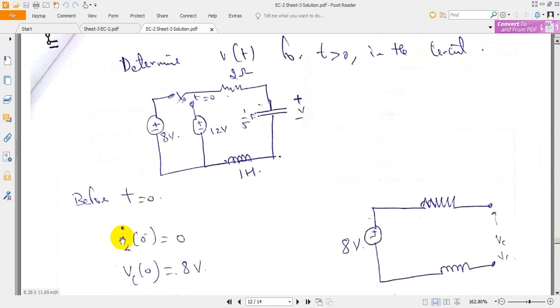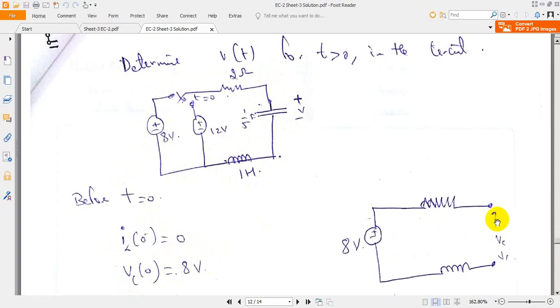Under such condition, current through the inductor, this will be short circuited. Okay, it means there should be current. But current is passing through the capacitor. Under steady state operation, it will get open circuited. When this is open circuited, current will not flow through the inductor. As the current doesn't flow through the inductor, the current through the inductor will be 0, and the capacitor is connected to 8 volts, and the voltage across the capacitor will be 8 volts.